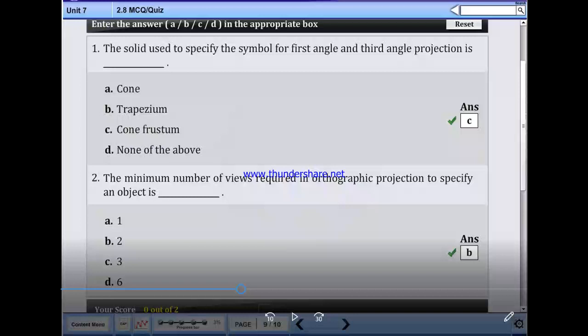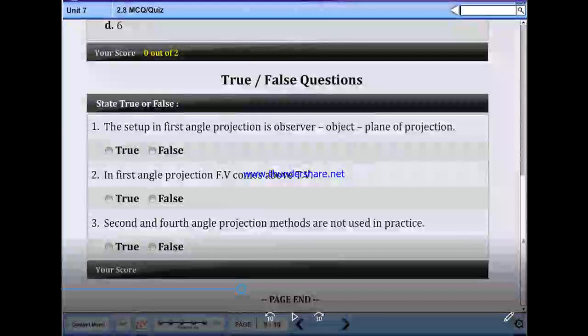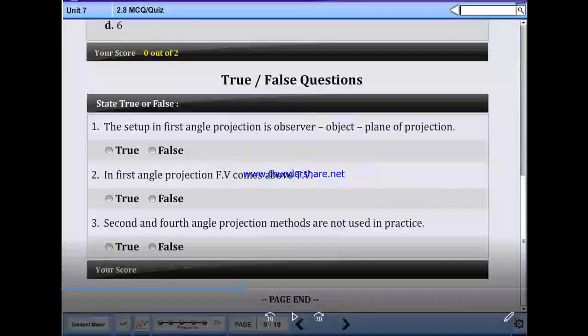So like this, quiz questions will be available. And note down these true or false also. The setup in first angle projection is observer, object, plane of projection. It's true. In first angle projection, front view comes above the top view. Second and fourth angle projection methods are not used in practice. Yes, it is true.